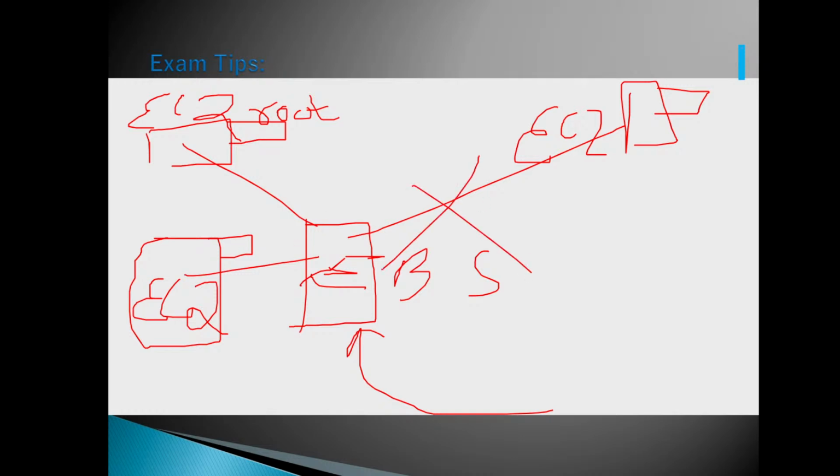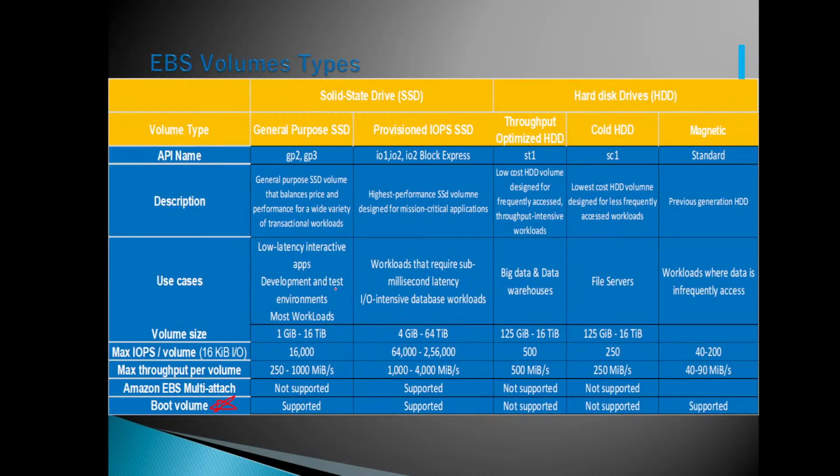So the answer is no. EBS volume doesn't support multi-attachment. Not supported. Only one type, Provisioned IOPS, is supported. But in general, EBS volume doesn't support multi-attachments.